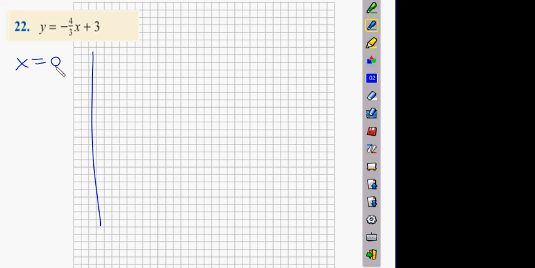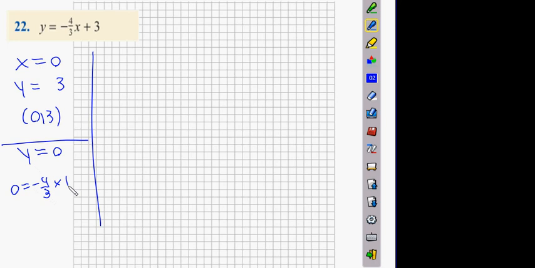X equals 0? Minus 4 over 3 becomes 0. So y will therefore be equal to 3. 0, 3. And then you say, okay, that one's done. Now you go y equals 0. And you get 0 equals minus 4 over 3 x plus 3.